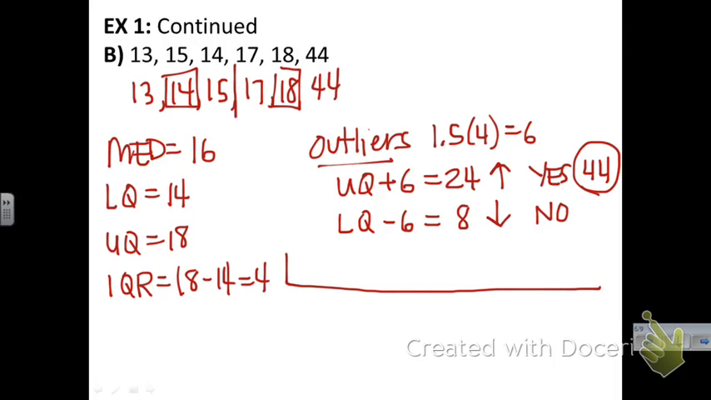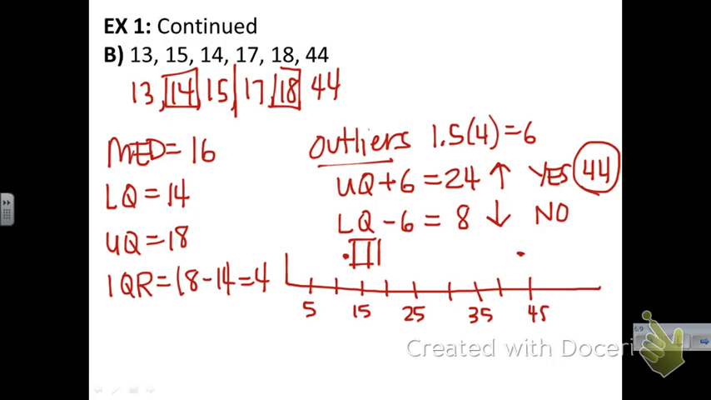I think I'll go by 5s again. So we start out by graphing our smallest number, which was 13. It's about there. Then we will graph the lower quartile, which is a 14. And then our median, 16. Our upper quartile, 18, and that should be our box. And then we have an outlier at 44.